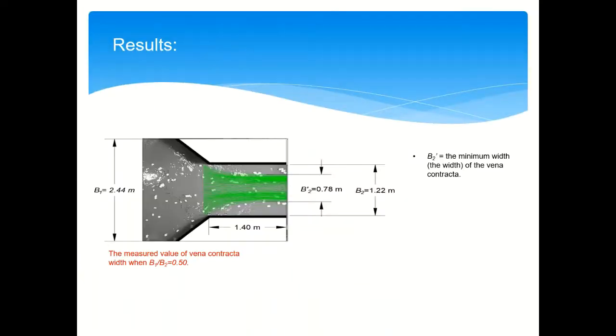All the results from different values of contraction ratio, B1/B2, and discharge were uploaded into an AutoCAD file. Then the images were scaled and the vena contracta width, B2 prime, was measured. Here you can see the vena contracta width, which is the narrowing part of the flow. This is the vena contracta width, which is orange.